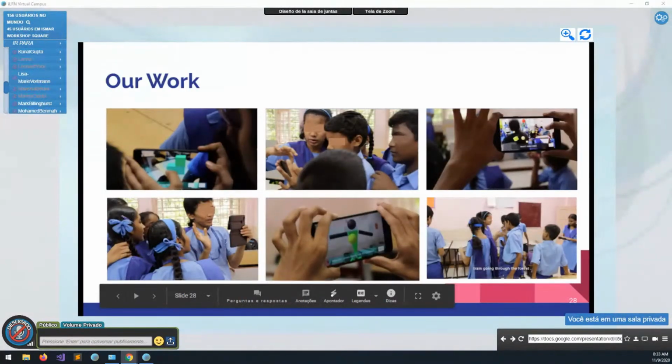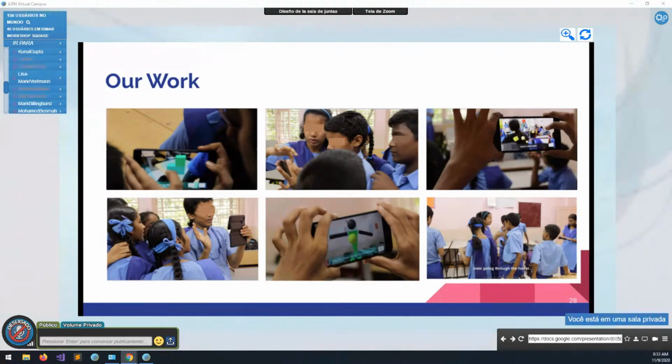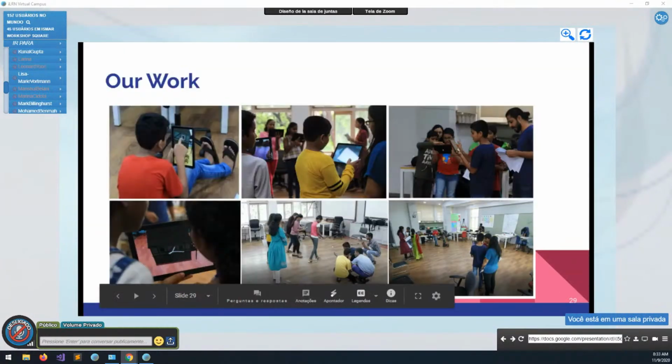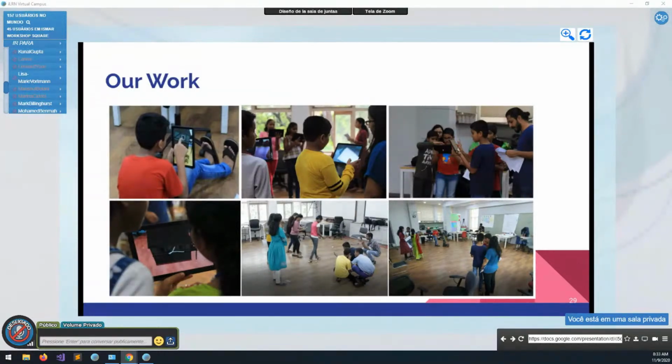So this was the experimental setup for the visualization of solid shapes. We gave the designed augmented reality application to the students, and they got to explore this in groups of four. Then we also did the experimental study with dyads and individuals to understand how they work in a collaborative environment or in an individual environment.